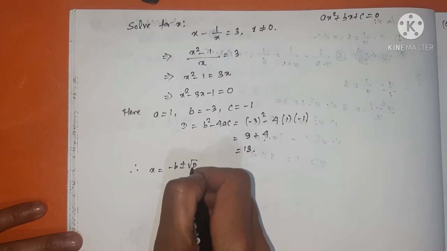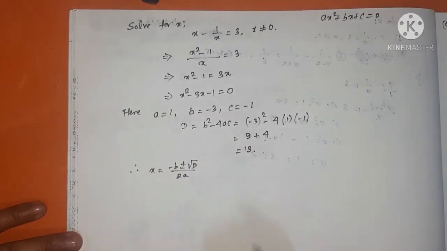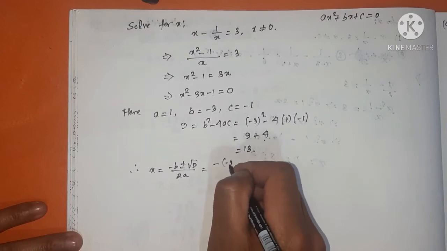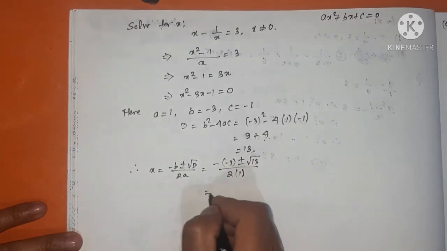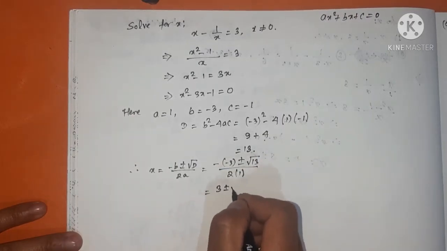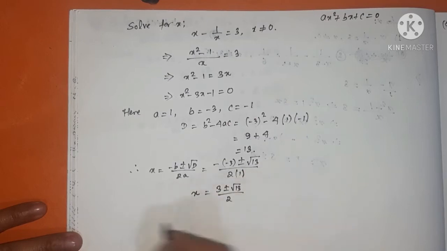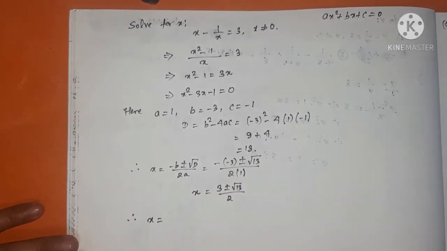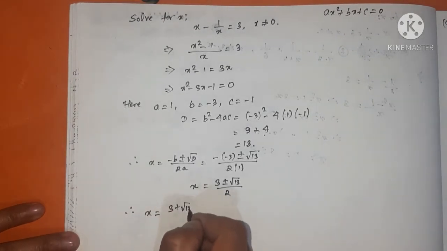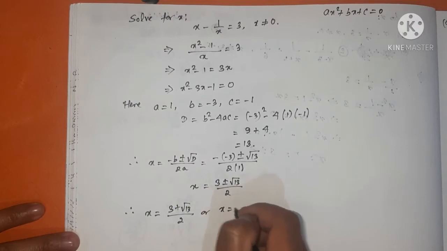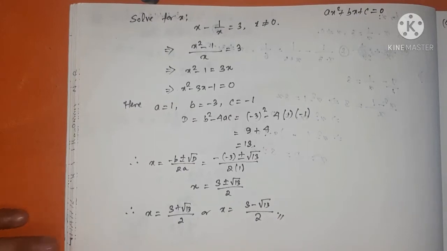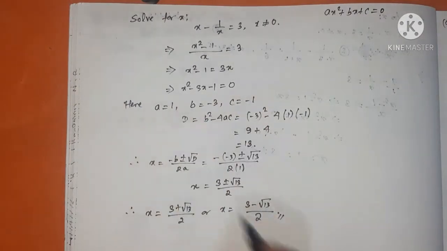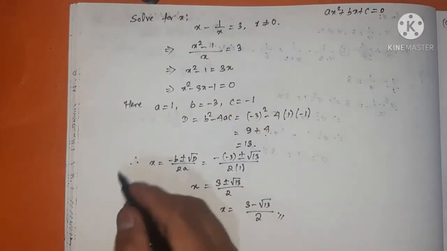Therefore x is equal to minus b plus minus root over D by 2a, right? Or simply minus of b is minus 3 plus minus root over 13 divided by 2 into a is 1, that is minus minus plus, 3 plus minus root over 13 by 2, that is x. Therefore x is equal to 3 plus root 13 by 2, or x is equal to 3 minus root 13 by 2. Very simple. So the quadratic formula is a very simple method if you learn how to calculate D and the value of x.